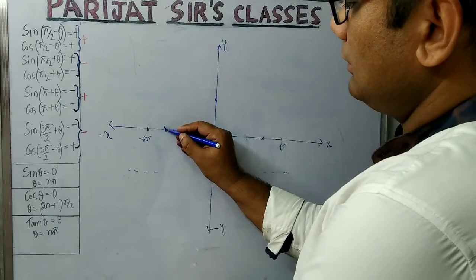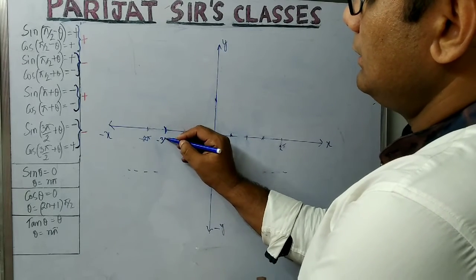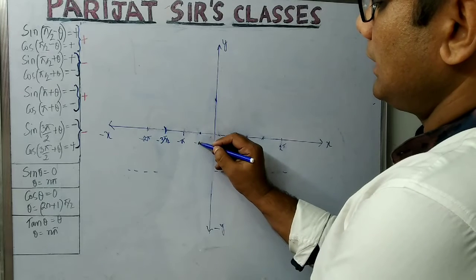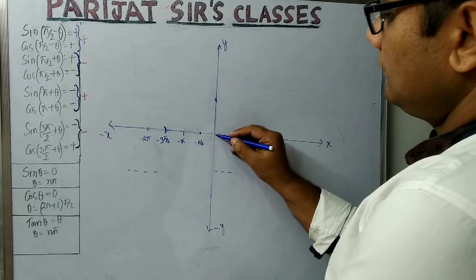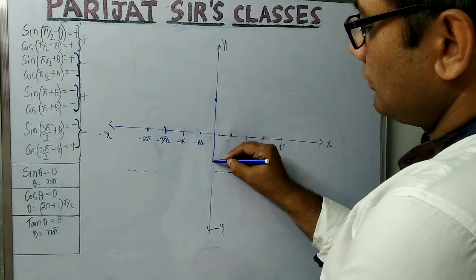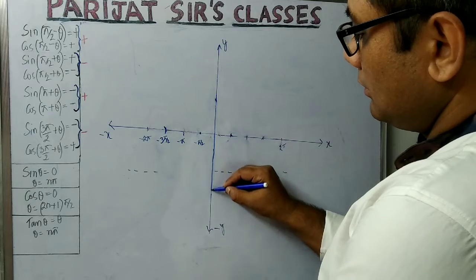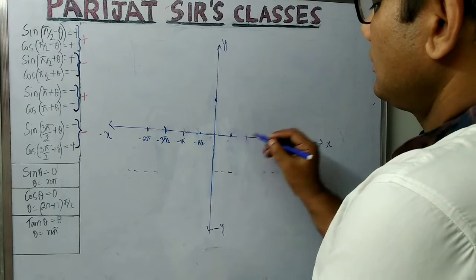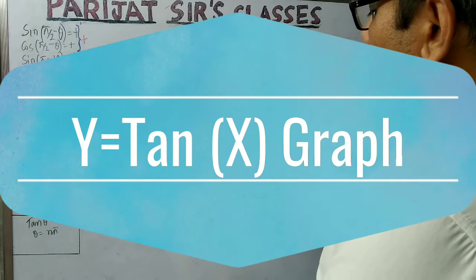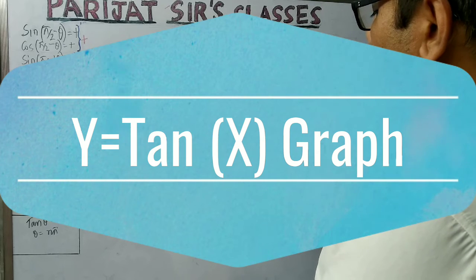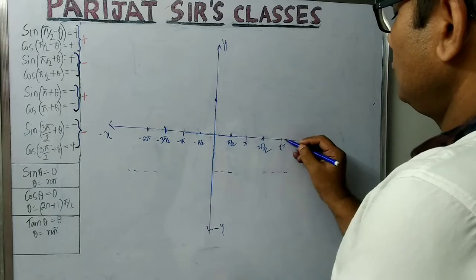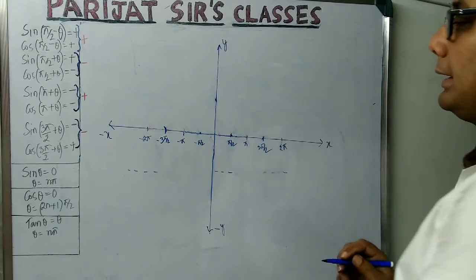So let us again plot it. This is -3 pi by 2. This is minus pi. This is minus pi by 2. This is pi by 2. This is pi. This is 3 pi by 2. And this is 2 pi.